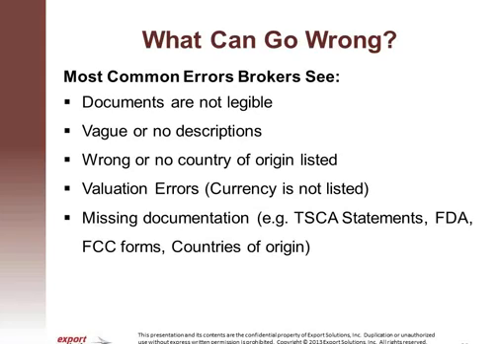The other thing that will get you in trouble a lot is vague or no descriptions. So on your documentation, when you're shipping something in, make sure you're not using those part number descriptions that you have in your ERP system, because generally those part numbers are something that's unique to your company. It may have a product name, but it doesn't tell customs what it is.